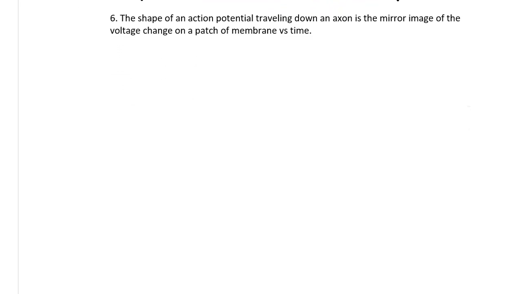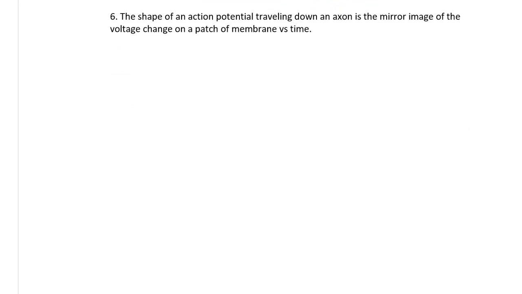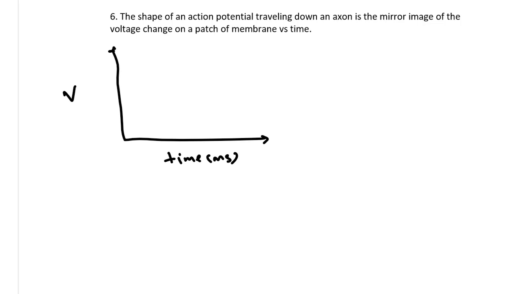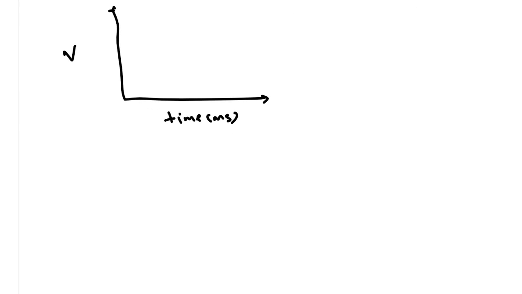So the shape of an action potential traveling down an axon is the mirror image of the voltage change on a patch of membrane versus time. So let's actually do this very carefully. Here's our normal plot of time in milliseconds and voltage. And remembering that when we have this sort of plot, nothing is happening. Then you have the depolarization phase. Then you have the repolarization phase, hyperpolarization, and back to resting potential, right?